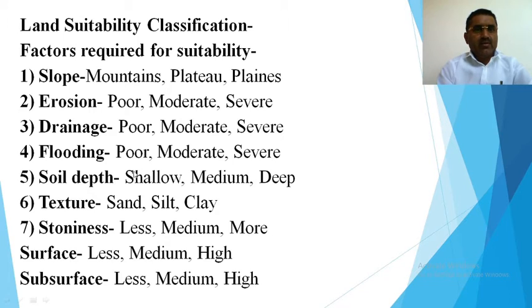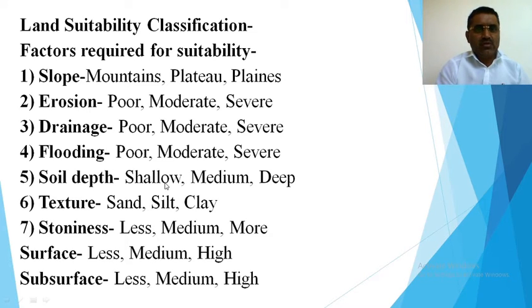Flooding is there: poor, moderate, and severe. So again the same point continues here. If poor flooding, meaning not too much flood, very little flood is there, then there is more possibility. Moderate, then medium; severe, it's vice versa. That's why severe flooding areas are avoided for the practice of agriculture.